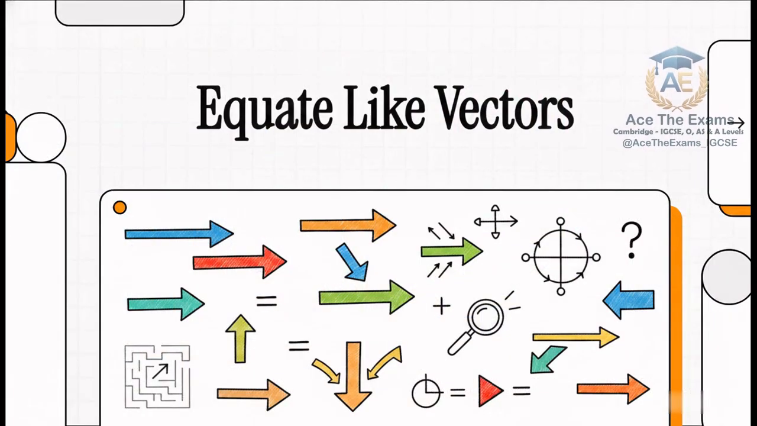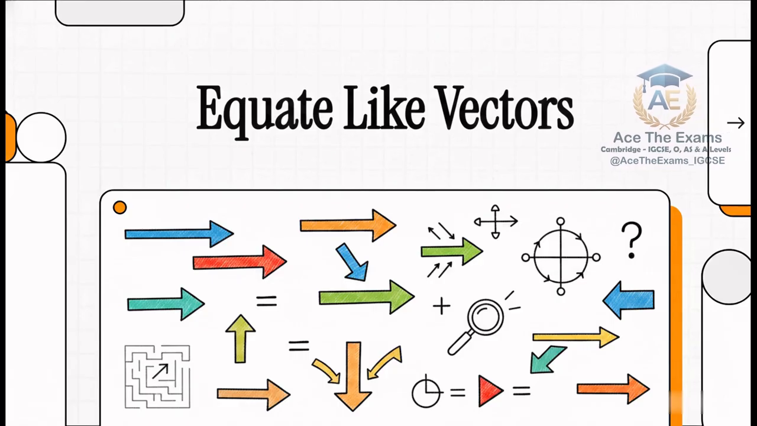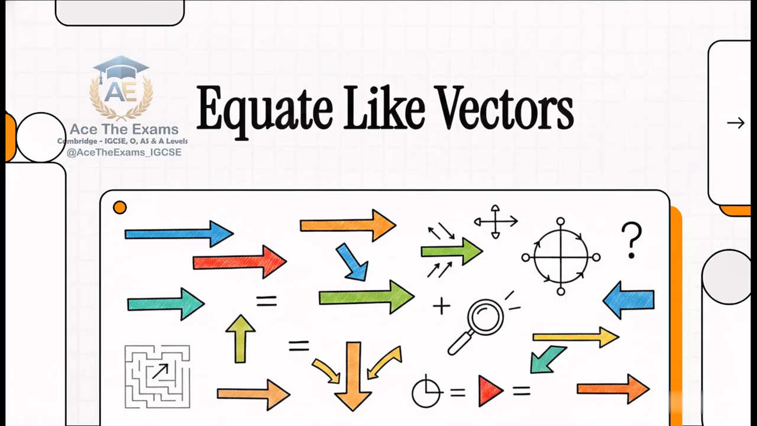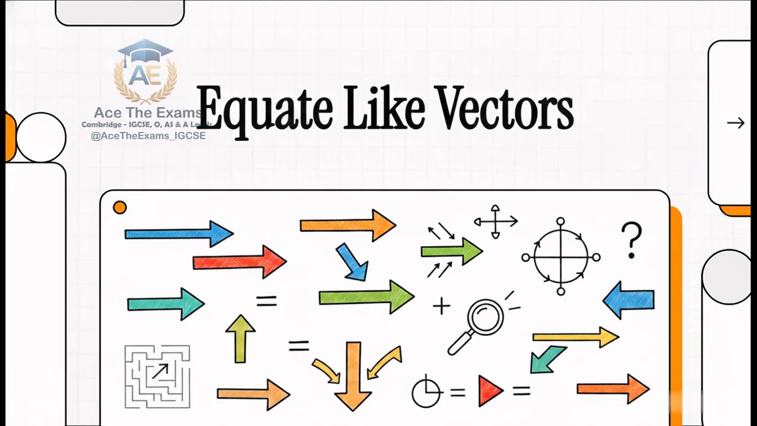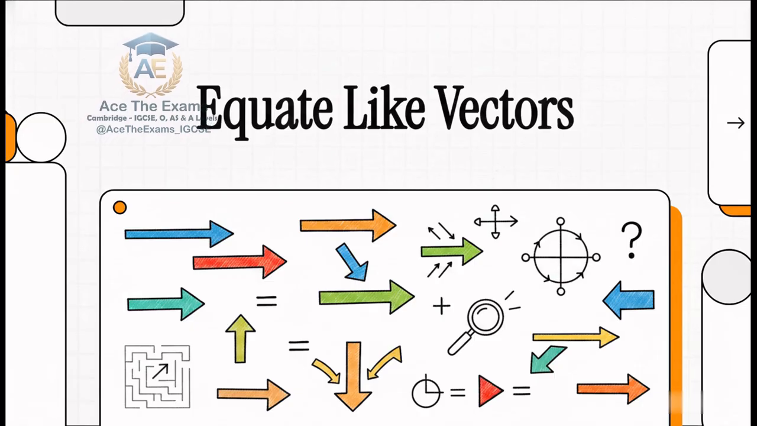Today, we're targeting a very specific and honestly an incredibly high-yield topic for the Cambridge IGCSE Additional Mathematics 0606 exam. If you're a focused learner looking to maximize your score and really figure out exactly what examiners are looking for behind the scenes, you are in the perfect place. We're going to be completely demystifying the topic of equate-like vectors.